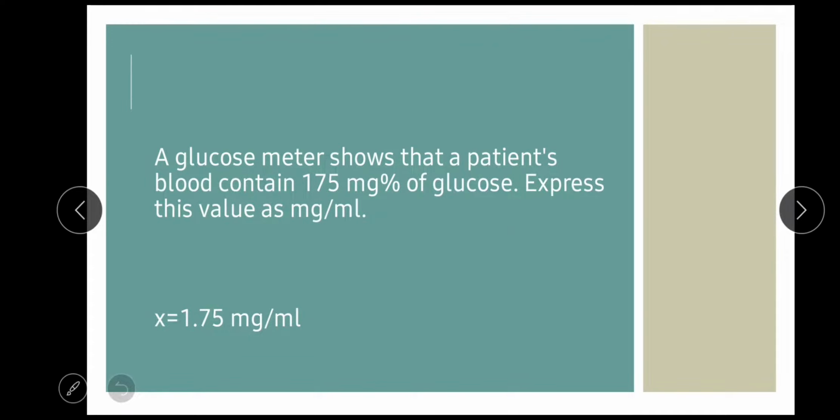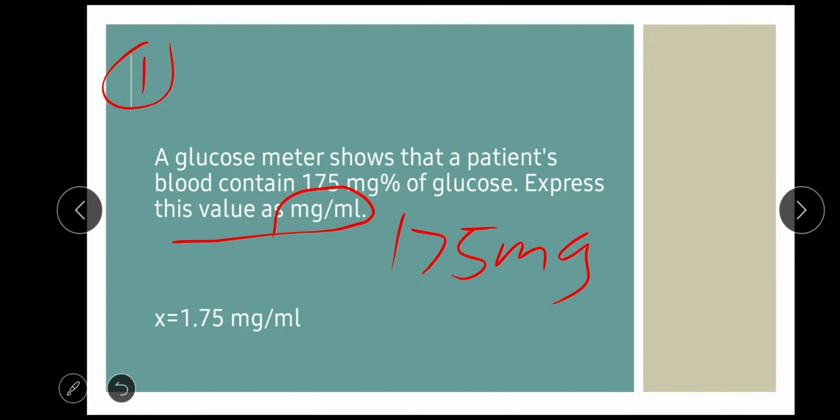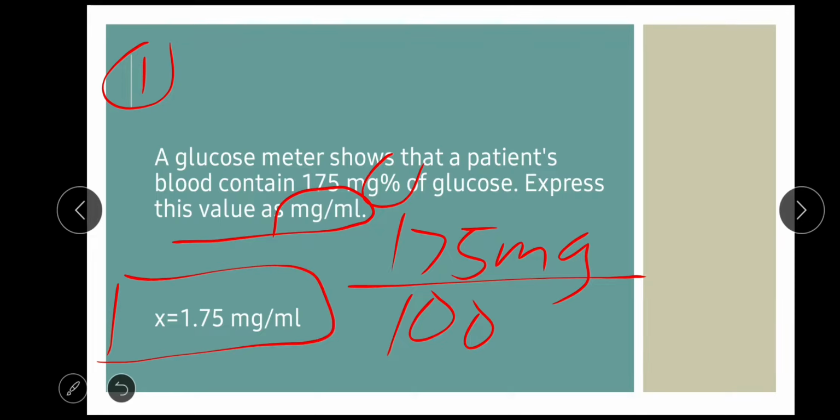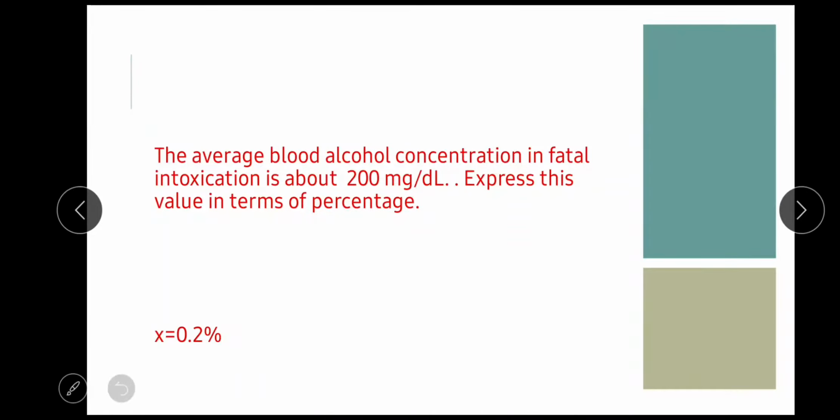The next natin, how to compute. Example natin, glucose meter shows that a patient's blood contains 175 milligram of glucose. Then express this value as milligram per ml. 175 milligram over 100 kasi percentage. Answer would be 175 milligram per ml. Next natin, the average blood alcohol concentration in fatal intoxication is about 200 milligram per deciliter. So, 200 milligram per deciliter. Ilan ang isang deciliter?